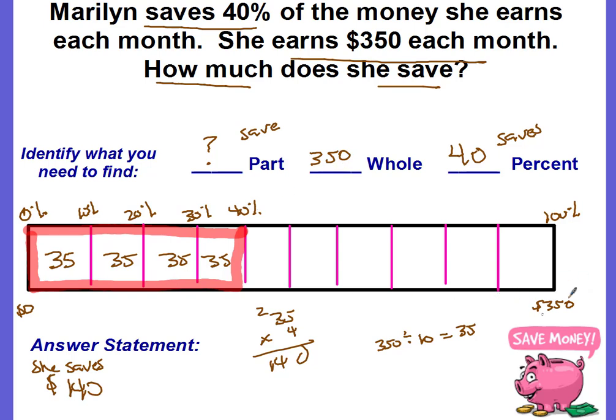So this was a little bit different from before because we were finding the whole before. This time we knew the whole amount. So we had to divide the whole amount into 10 equal parts, where each part gets 35. And you could show 35 in each of the 10 parts. The only part that we're interested in is the 40% part, how much she saves. So that would be 4 parts. So you could either add the 35 together, or we multiplied it by 4 and got $140.